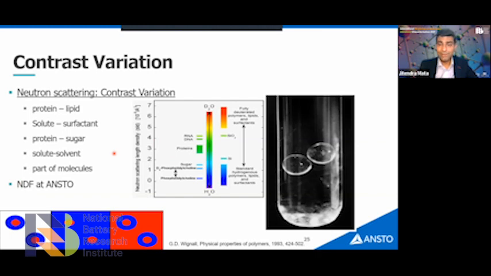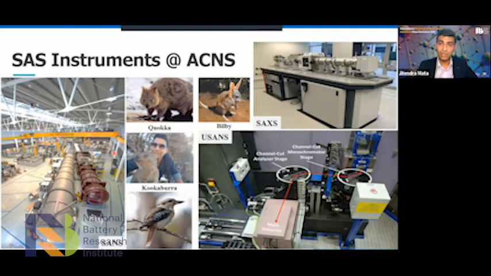So now that's the basic part finished. I'm going to go on to the SANS instrumentation. Here, as I mentioned, we have two SANS instruments. One is Quokka, a 40-meter long instrument, and a very similar instrument, Bilby. Quokka is the pinhole instrument, and Bilby is the time of flight instrument. The other instrument which we have is Kookaburra, which is a USANS instrument. It's a very different design, and I'm going to talk a little bit on that. And then we also have a Bruker instrument, which is a lab-based small angle X-ray scattering instrument.